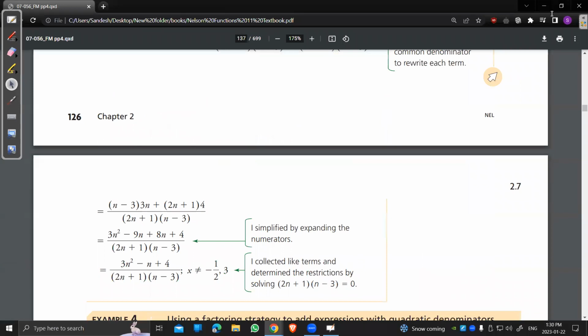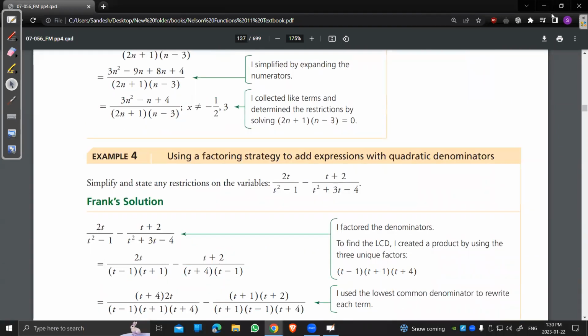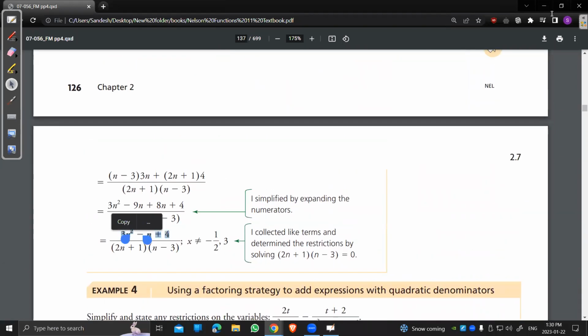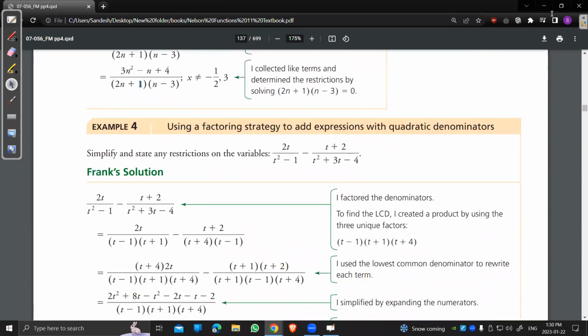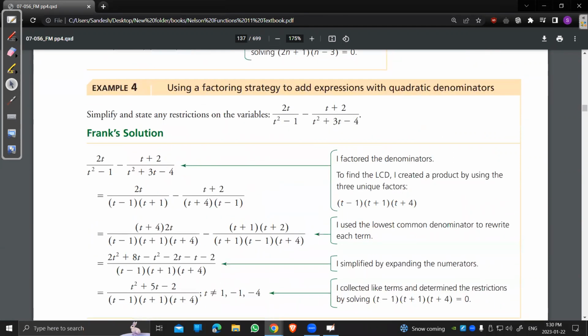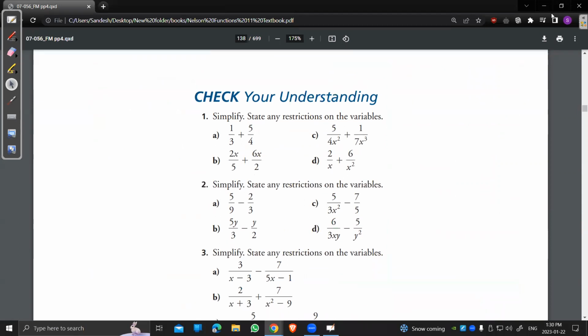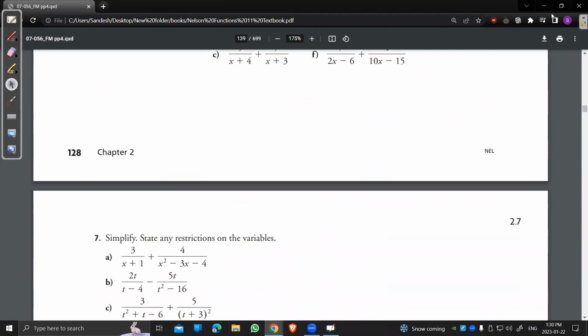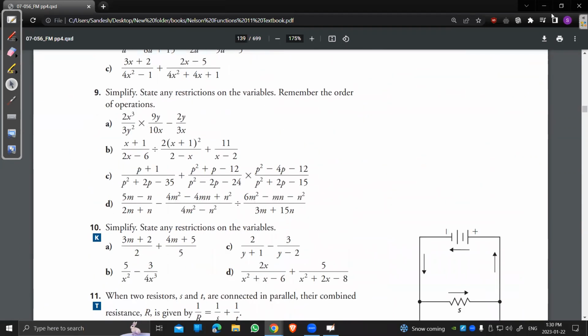They didn't even factor this out, but that's okay. It's always good to factor it out just to see if it cancels out. The book doesn't always do what it's supposed to do, but that's okay, as long as you get the right answer.